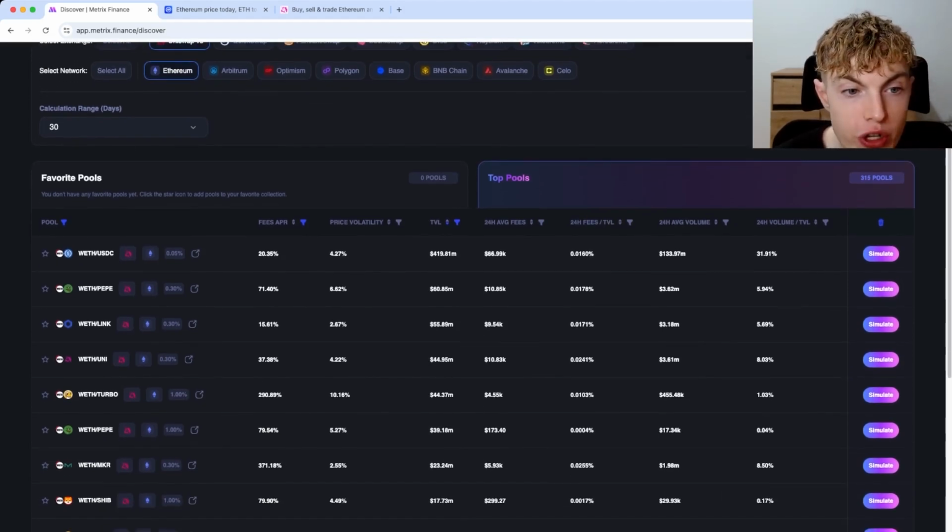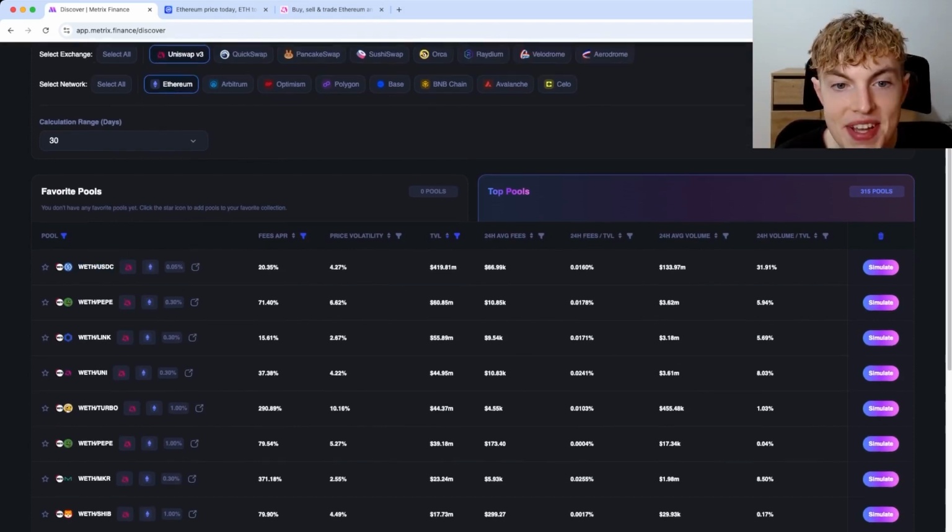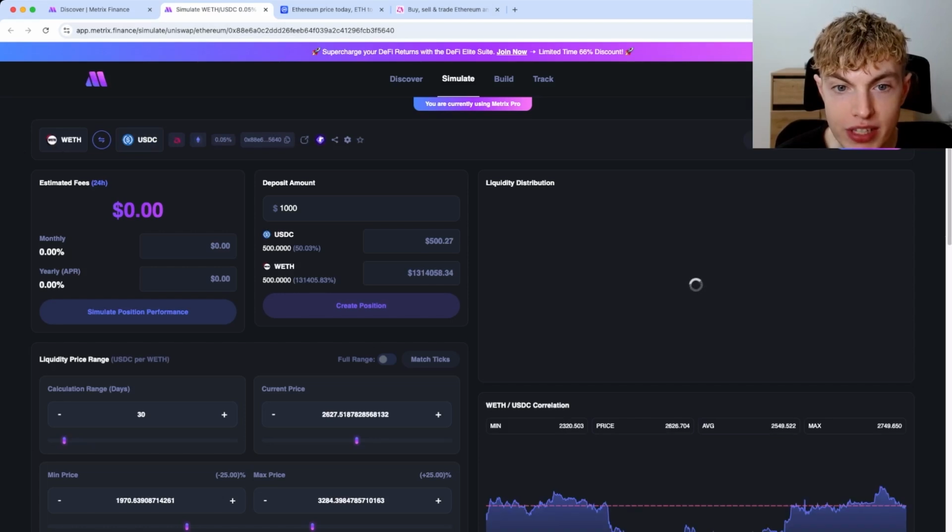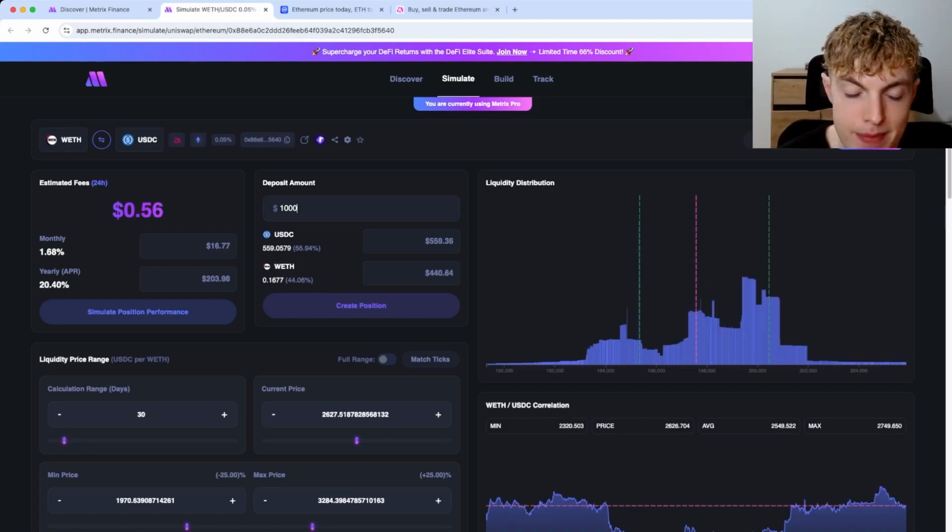So first, let's start out with this wrapped Ethereum to USDC position over on Uniswap. It says it's doing a 20% APR and has a TVL of 419 million. So if we go over to the simulate tab on the right, we can hit simulate, open it up in a new tab, and let's check this out. So we're going to set my deposit amount to $10,000 to simulate this position as if I had $10,000 invested into it.